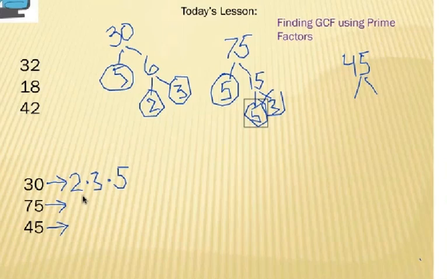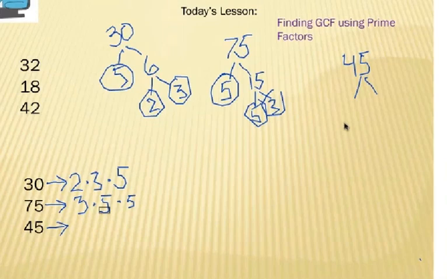3 times 5 times 5. Okay, I better make that look like a 5. And 15 times 5 is 75, or even 5 times 5 is 25, 25 times 3. Doesn't matter what order you do it.